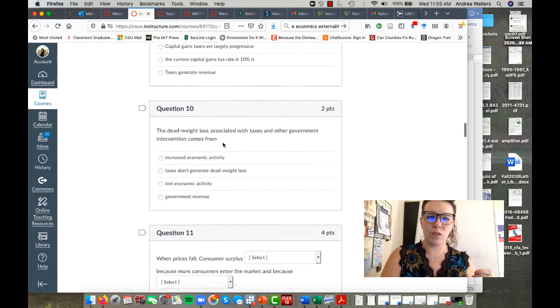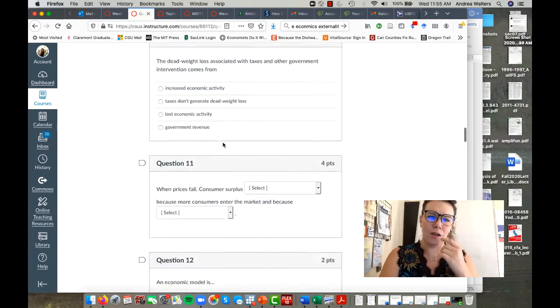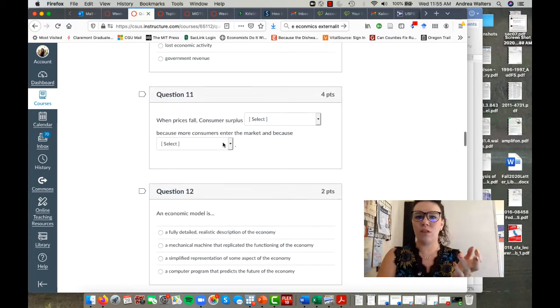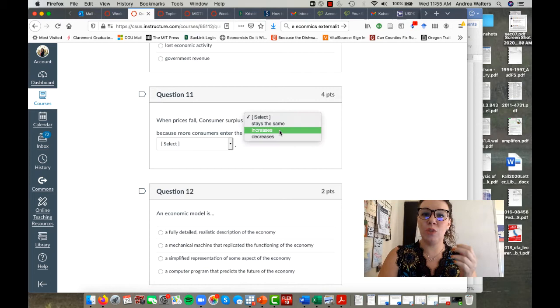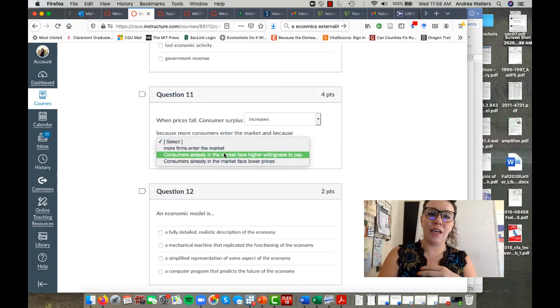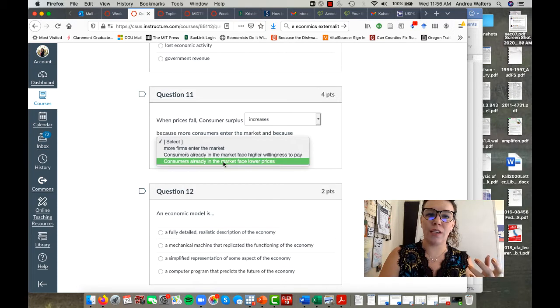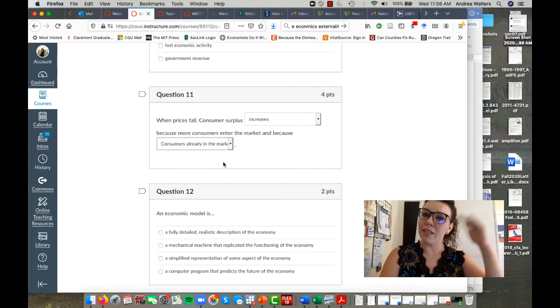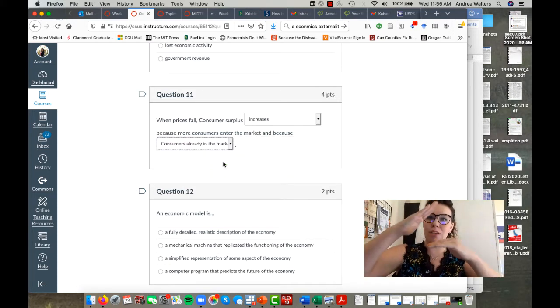Scrolling down, I think most of these were kind of straightforward. When prices fall, we expect consumer surplus to increase because more consumers enter the market and because the consumers that are already in the market are going to face lower prices. Their willingness to pay stays the same, right? That demand curve stays the same, but the prices get lower. That is going to increase that consumer surplus.